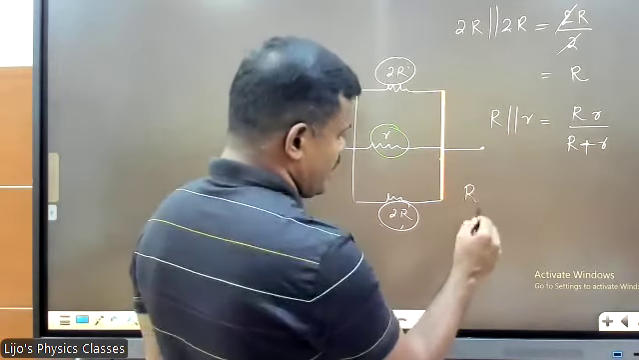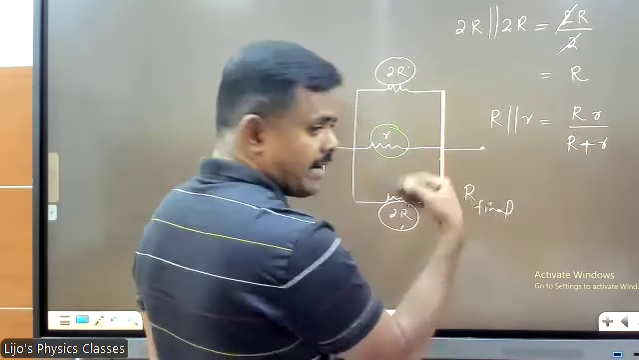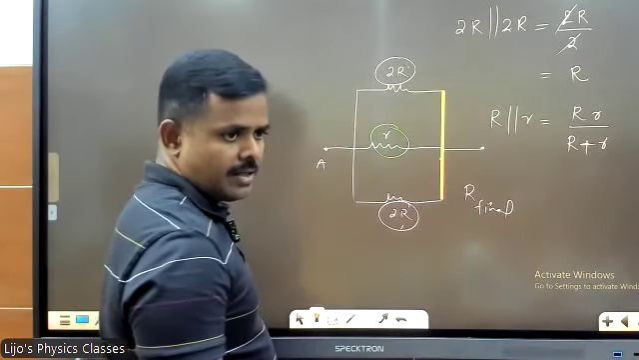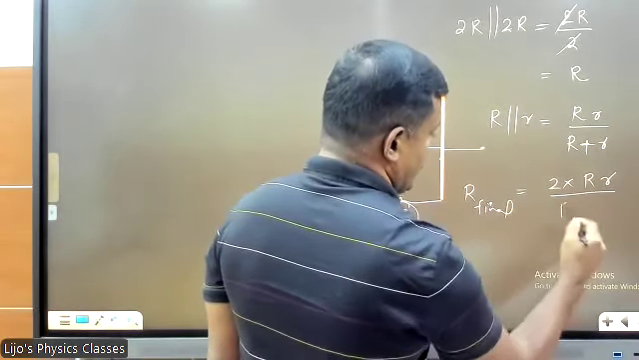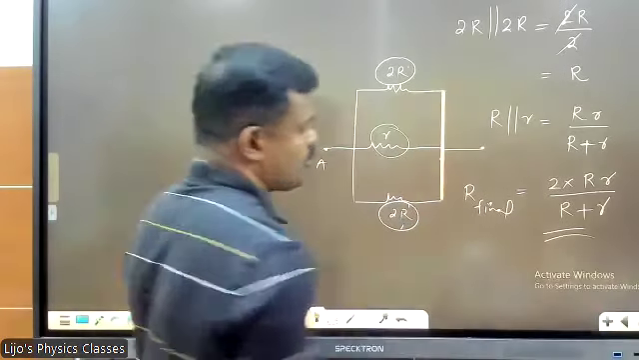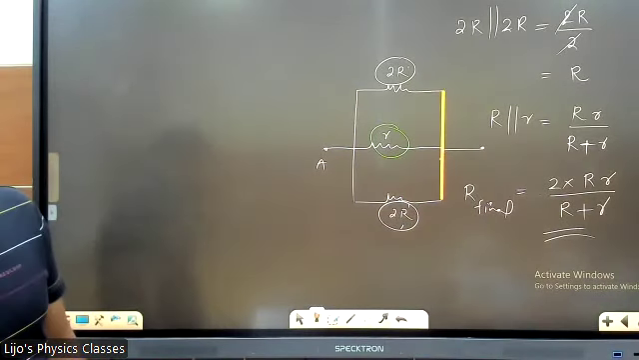So what is R final now? I have taken only the left half, right? How about the right side? 2 times this. 2 into RR divided by R plus R. 2RR divided by R plus R. Hope all of you got it. All of you understood this?